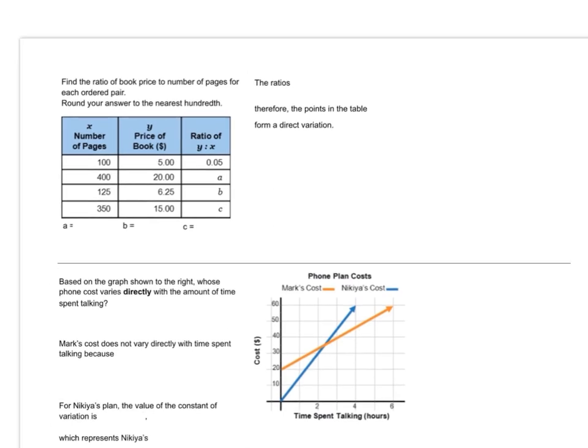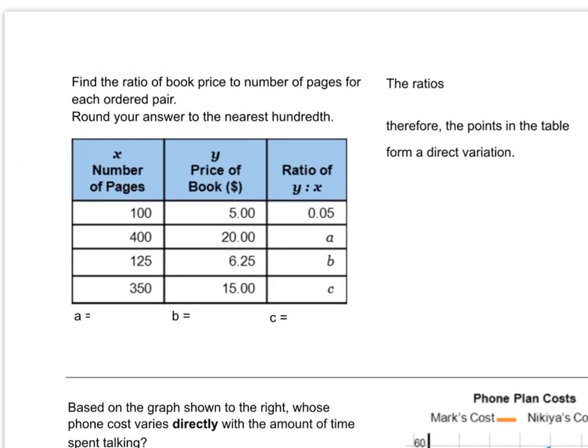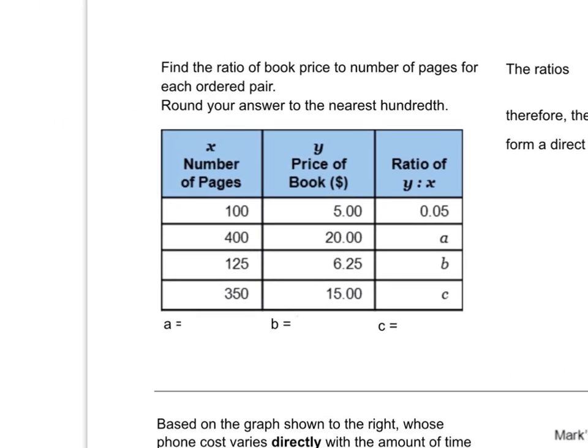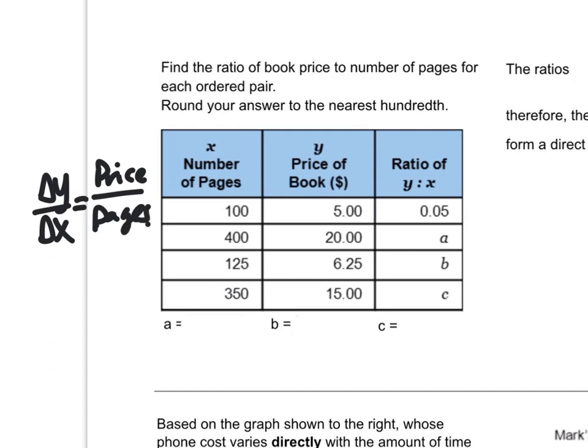Let's take a look at the problem on this next page. It says to find the ratio of book price to the number of pages for each ordered pair. Round your answer to the nearest hundredth. Here's the number of pages, and here's the price of the book. If you take the change in y divided by the change in x, that gives you the price depending on the number of pages, so basically the price per page.